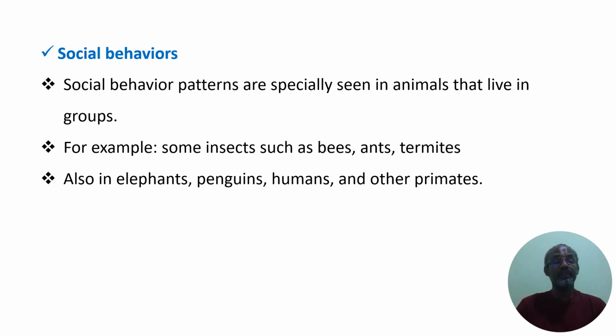Also in elephants, penguins, this social behavior is seen. Elephants move together from place to place, graze together. Penguins, these are marine birds, of course. Humans are also social, of course. Humans are also highly social, and other primates like chimpanzees, bonobos, and gorillas are really social animals.